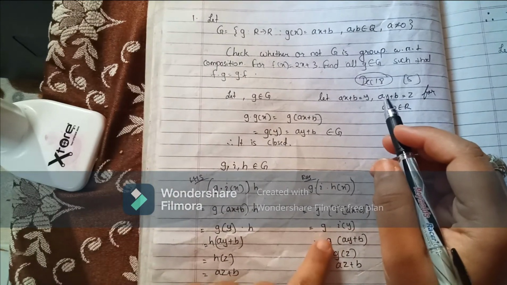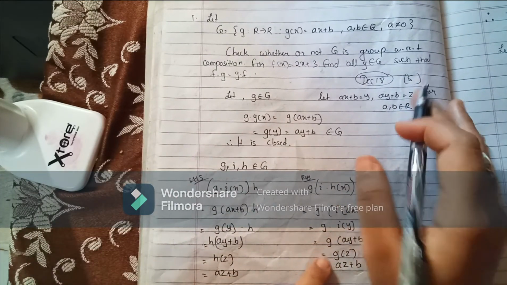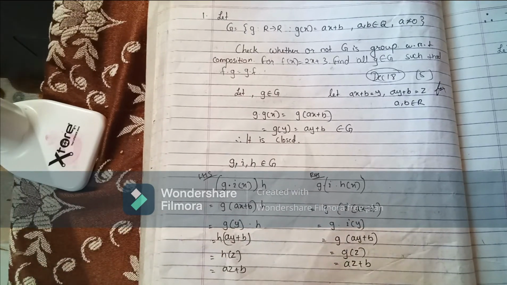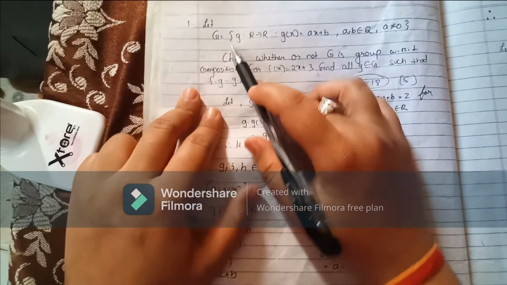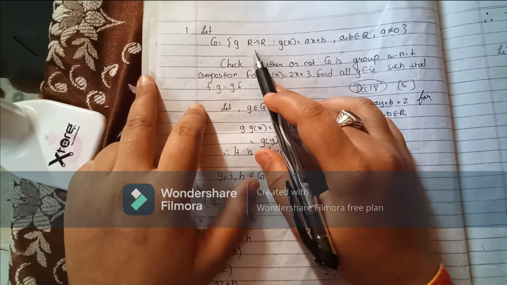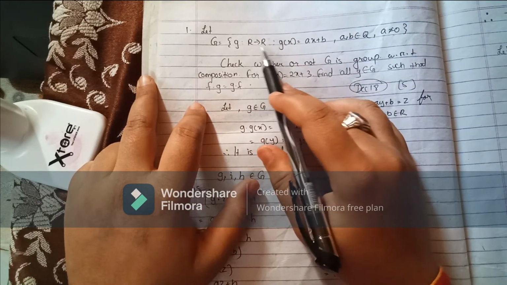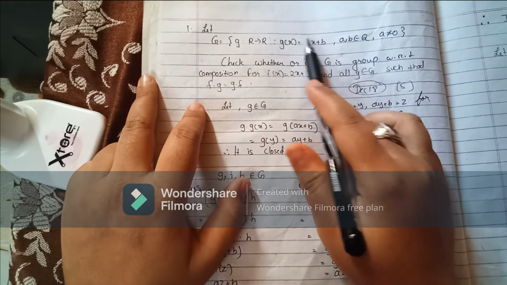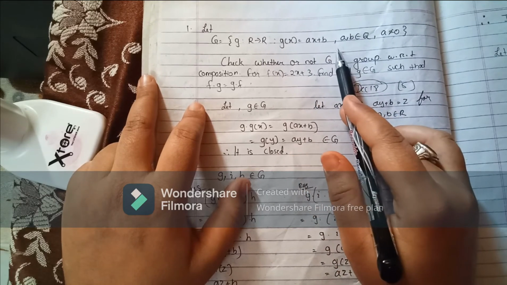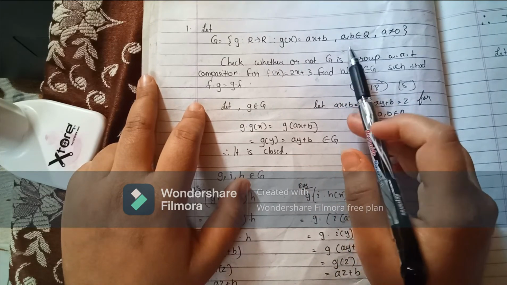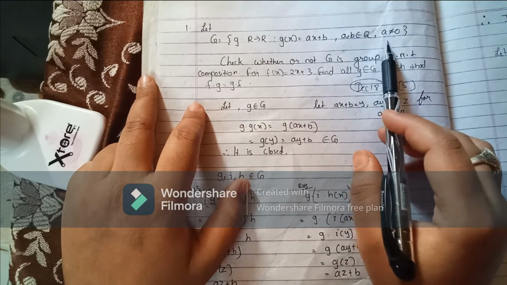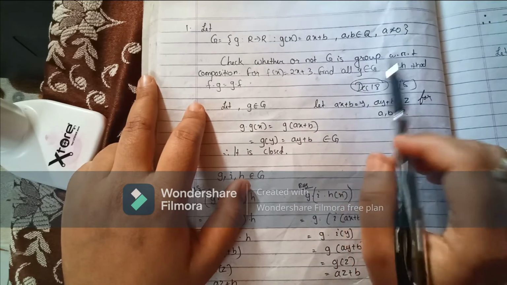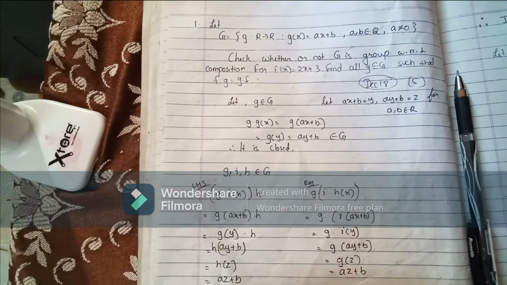So this came in December 15, and this contains 5 marks. A set has been given, capital G, that is equal to small g, which is the mapping from R to R, and R means the real numbers. So g of x is equal to ax plus b. This is a function where a, b belong to Q, and x belongs to the real numbers, where a is not equal to 0. We have to check whether or not G is a group with respect to composition.